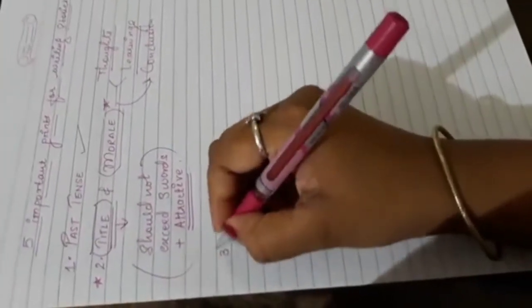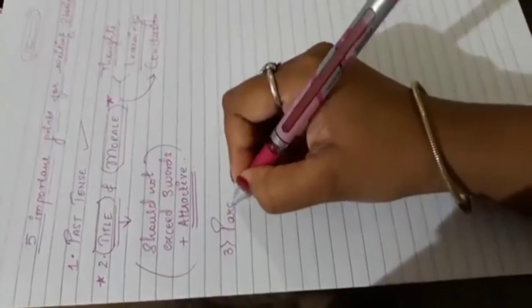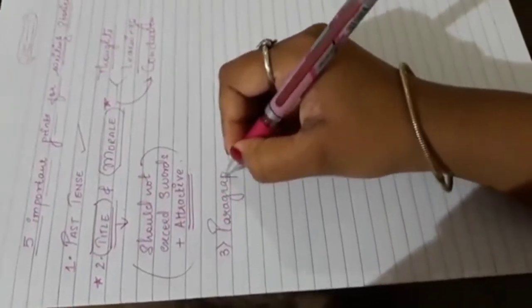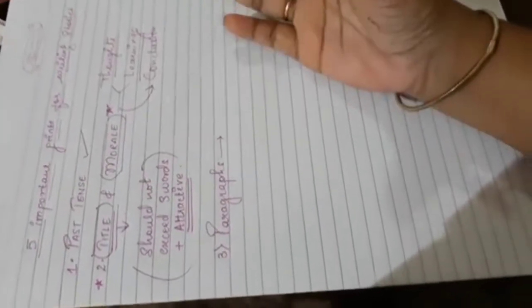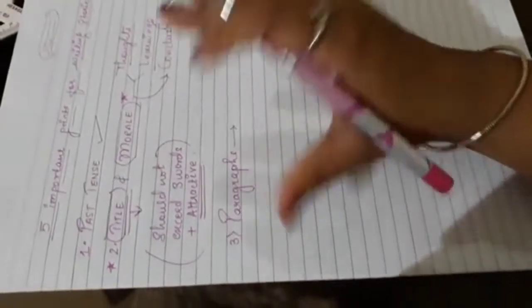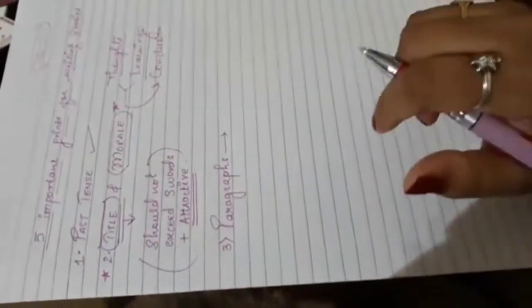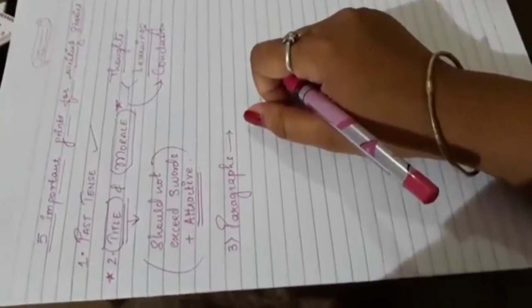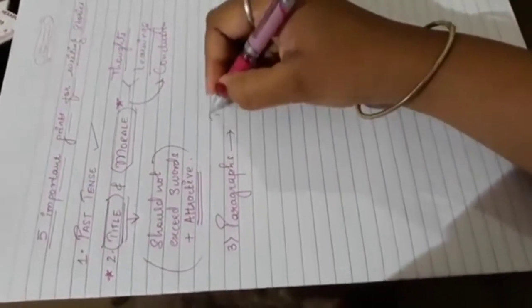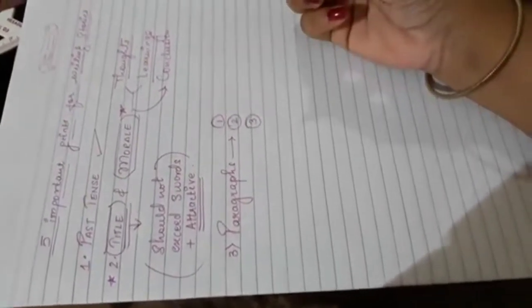So let's start with the third point, and it includes paragraph. Students make mistakes in this point. Most of the students write only one paragraph and they are not elaborating or bifurcating the paragraph. So it is advisable for everyone to write in 3 descriptive paragraphs.